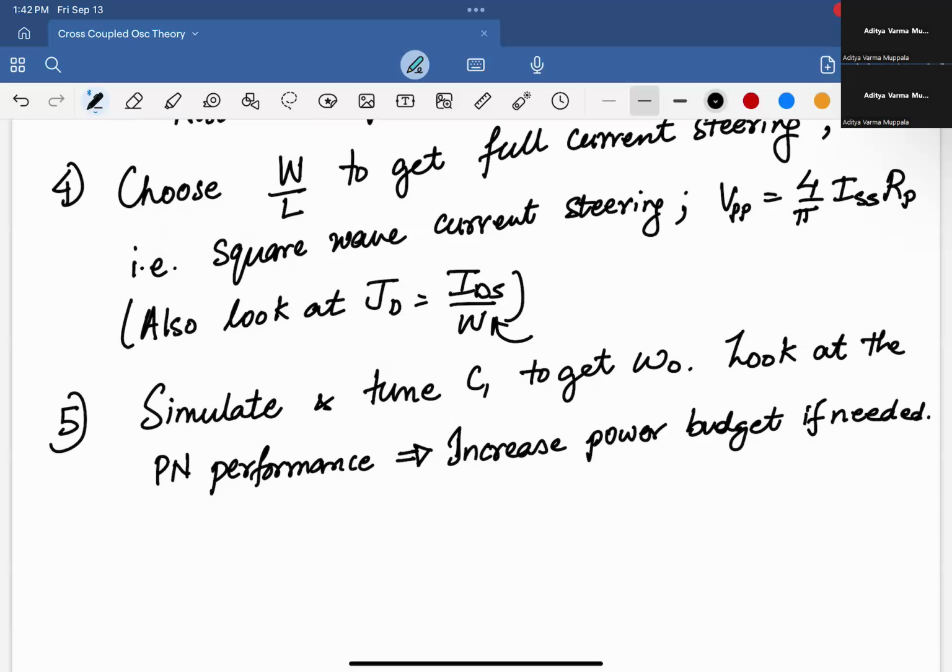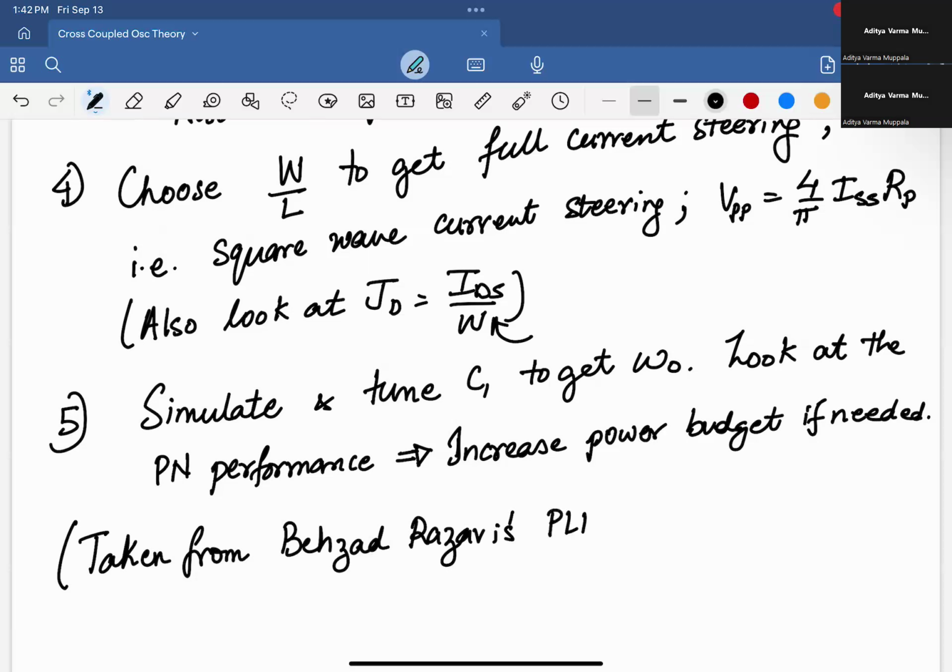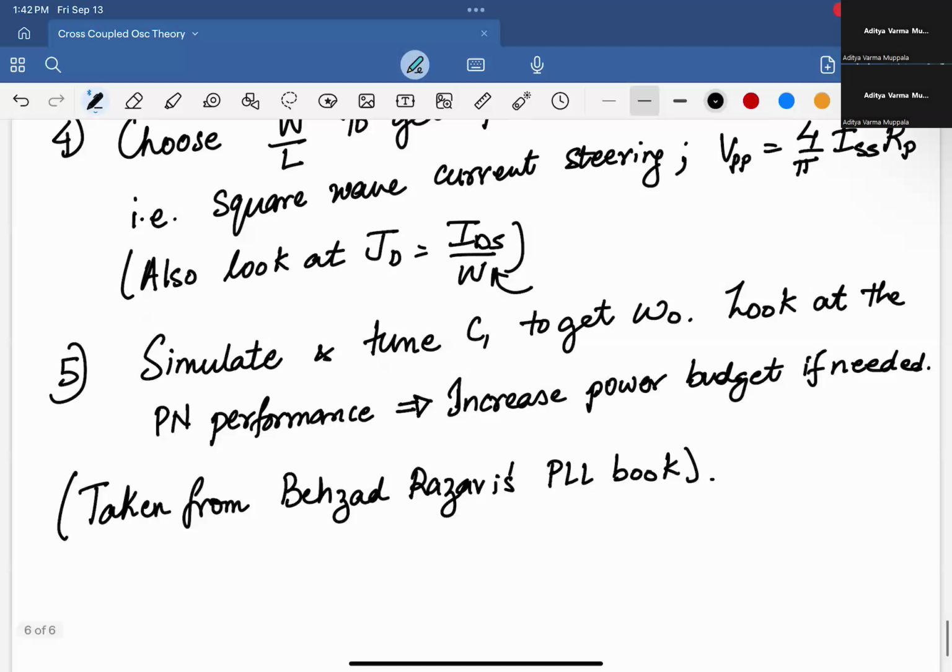So this is essentially very similar, almost the same as what is in, I should mention that here, this is taken from Professor Razavi's TLL book. If you want to look at it in somewhat more detail, you can do it there. All right. So this is sort of the design procedure.